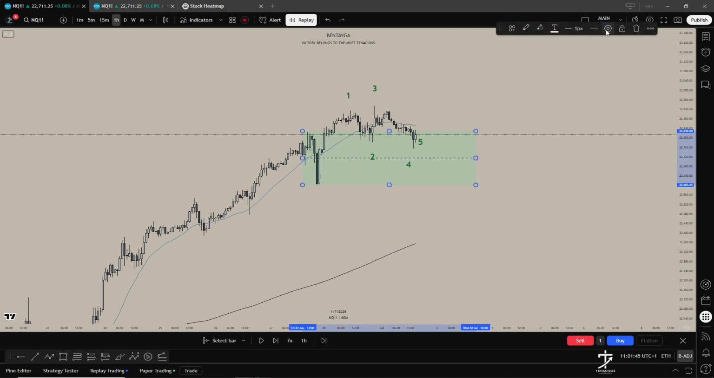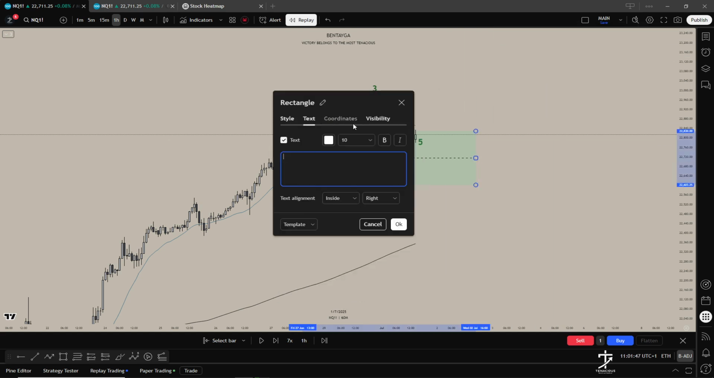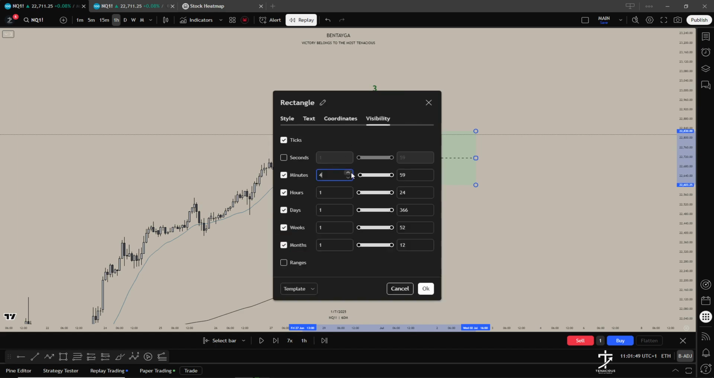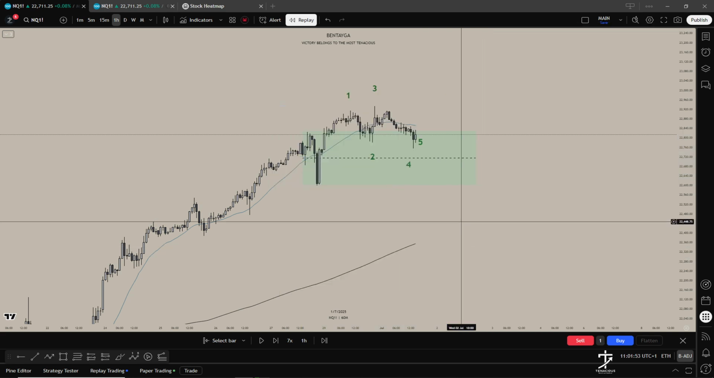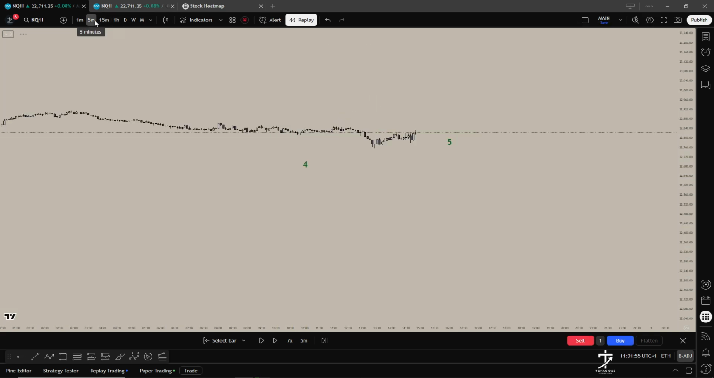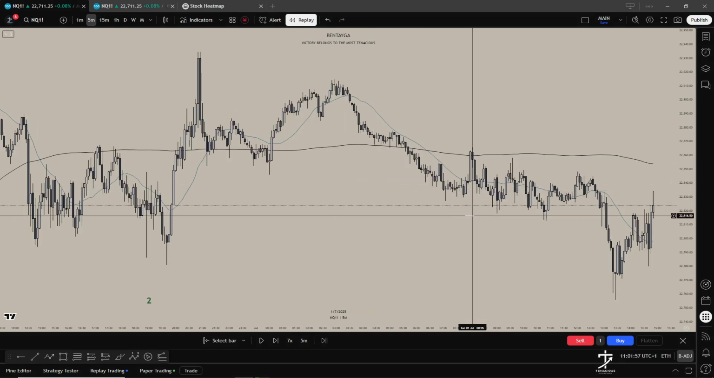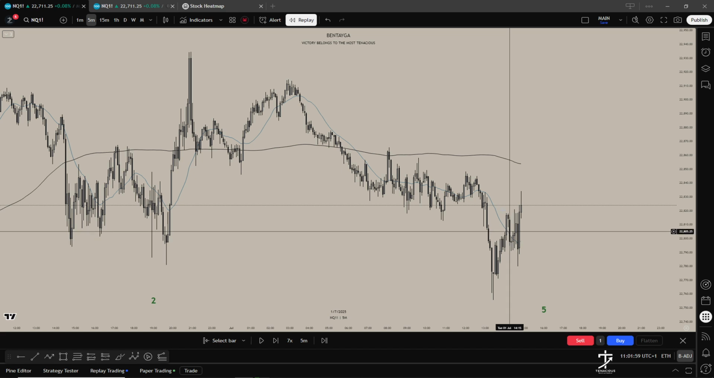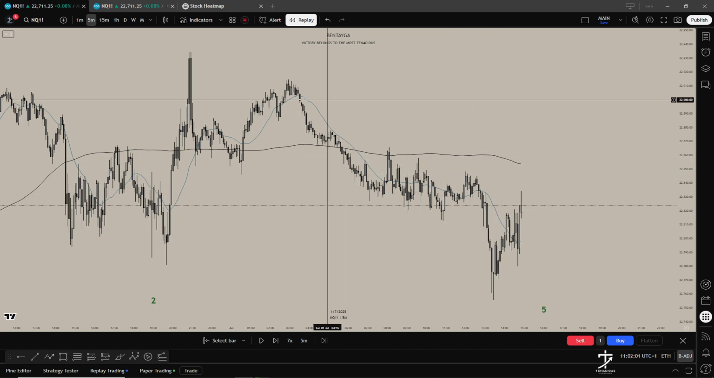So let's just put the settings, visibility. Okay, perfect. So when we now go down to our 5 minute, price is against the SMA, and it looks like we have bearish structure.